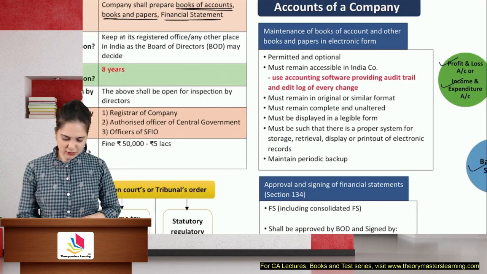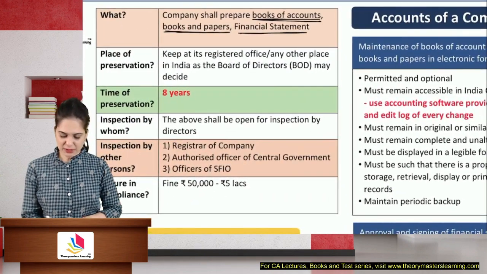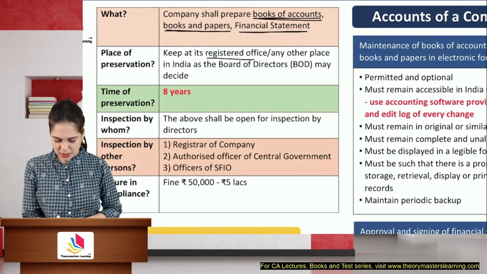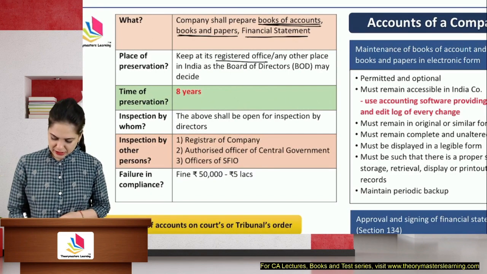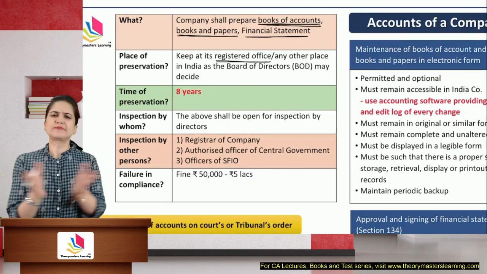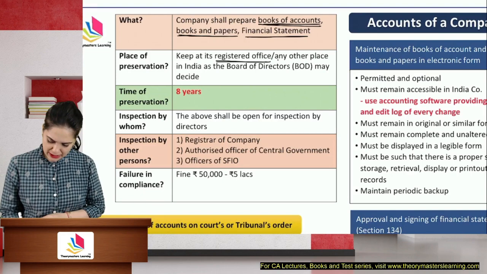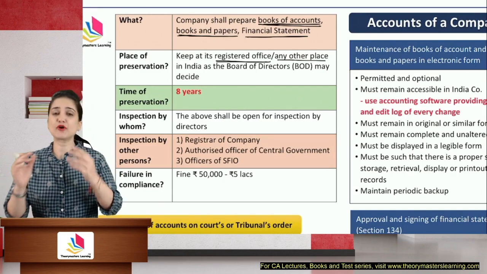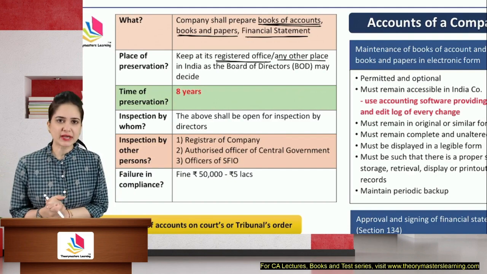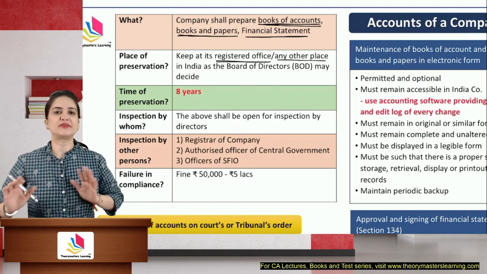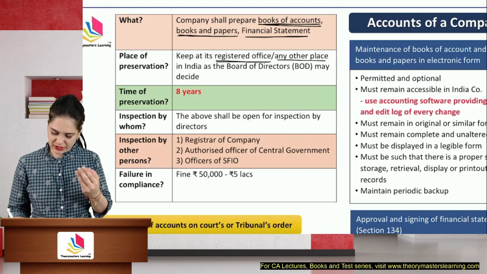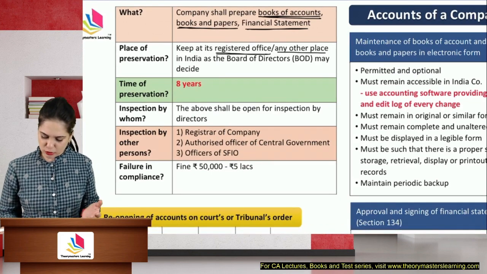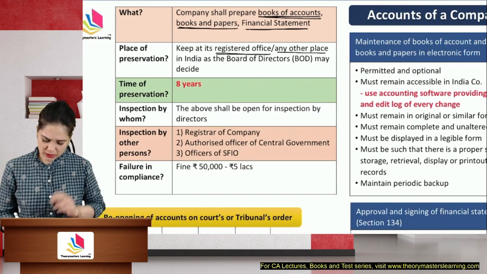Maintenance of books of accounts, they will be kept at the registered office of the company. So books shall be prepared, they shall be kept at the registered office of the company, or the board of directors may keep it at any other place that they decide. The only thing is that you should inform the ROC within 7 days that this is the place where we have kept the books of accounts. So you can keep it at any other place in India that the board of directors may decide. Within 7 days, just inform the ROC.